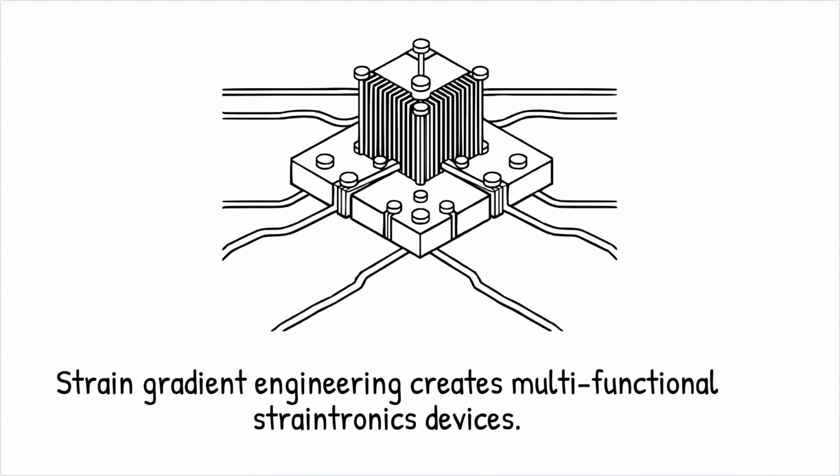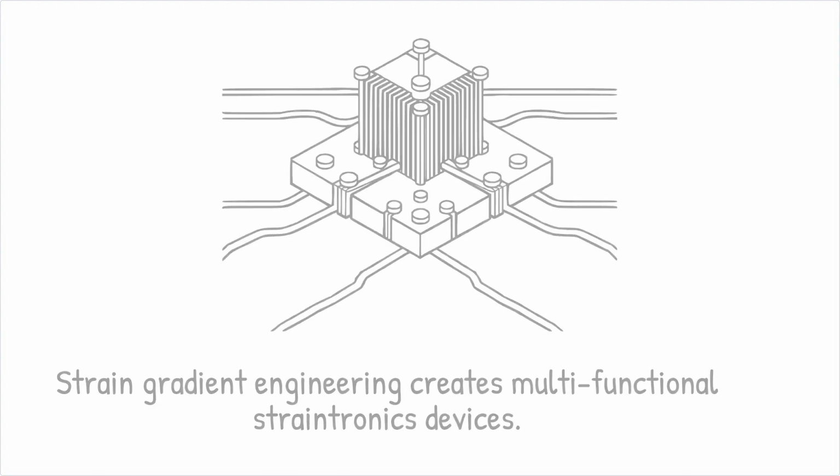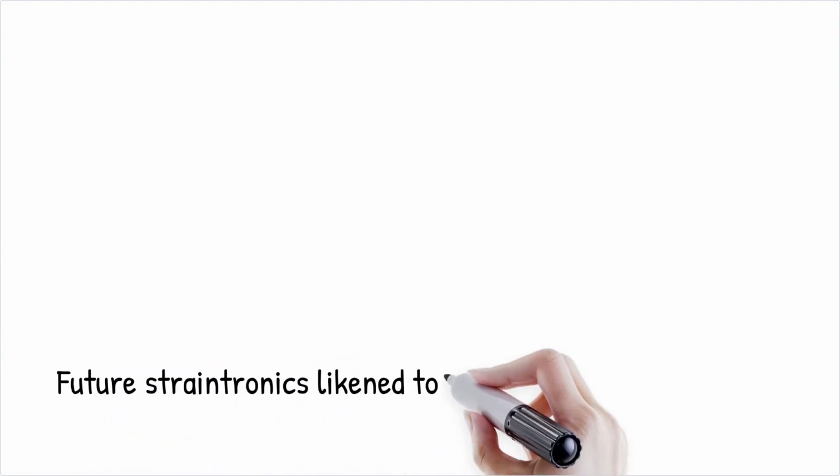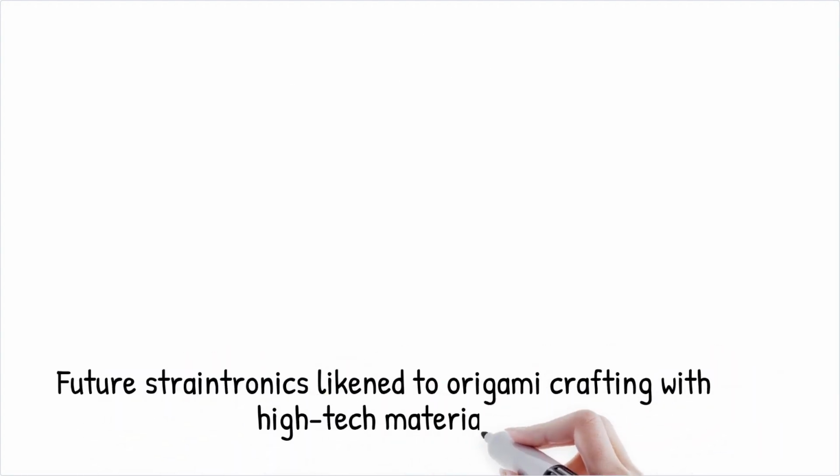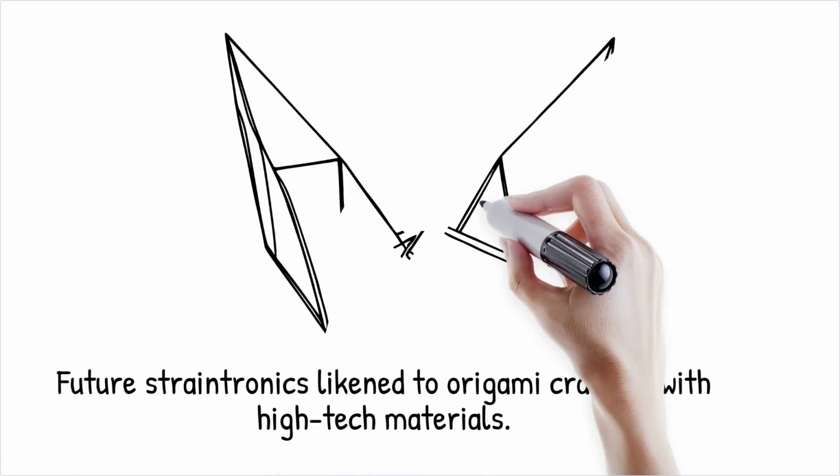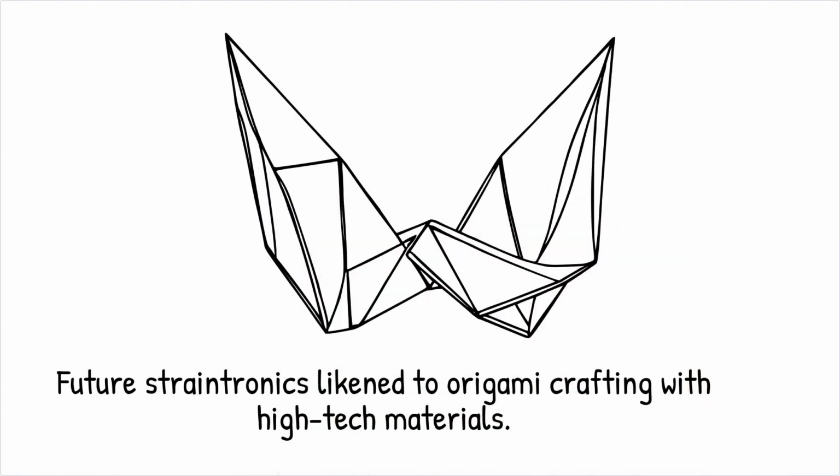Example: strain gradient patterns in MoS₂ have been used to create strain-tunable photonic circuits, paving the way for integrated opto-electronic systems. Analogy: the future of straintronics is like crafting origami from high-tech materials, where each fold introduces new functionality and versatility.